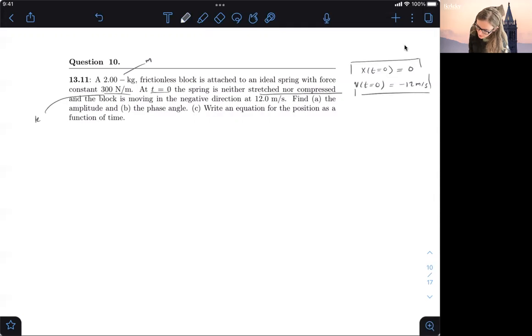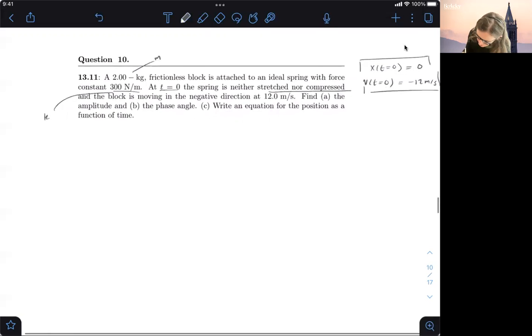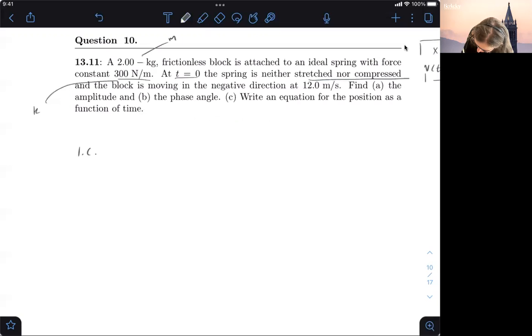So we want to find A, the amplitude, and B, the phase angle. And then write an equation for the position as a function of time. I'm going to do this by using the initial conditions. There's also another version of the solution in the notes, but we're going to do it both ways. Okay, so first initial condition: at t equals 0, x equals 0.